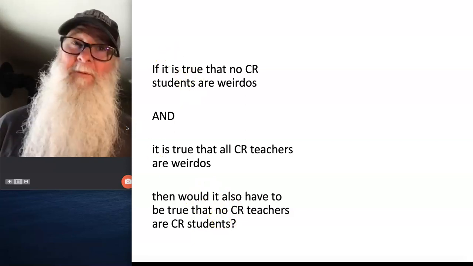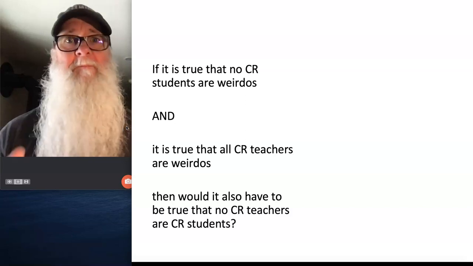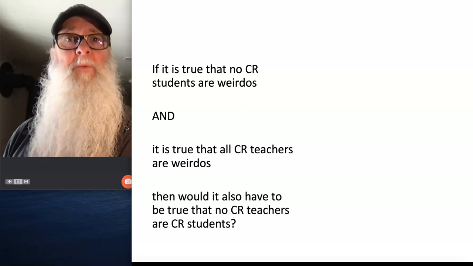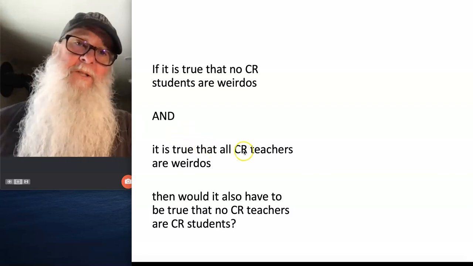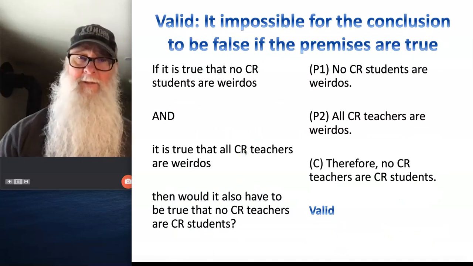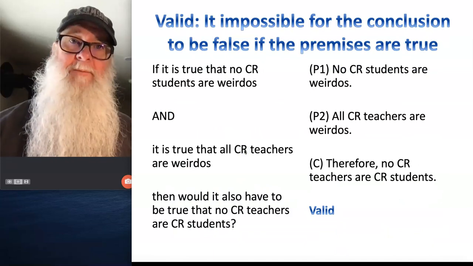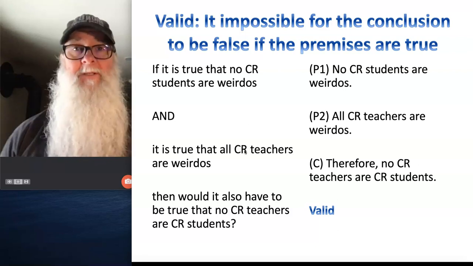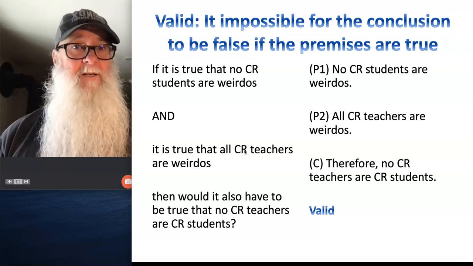That means that if the premises are true, and that's a big if, then the conclusion by logical necessity will also be true. And what we could do is take these three statements and present them as premises and a conclusion in an argument. Because we just determined that there's no way for the conclusion statement to be false when the premise statements are true, it's a valid argument.